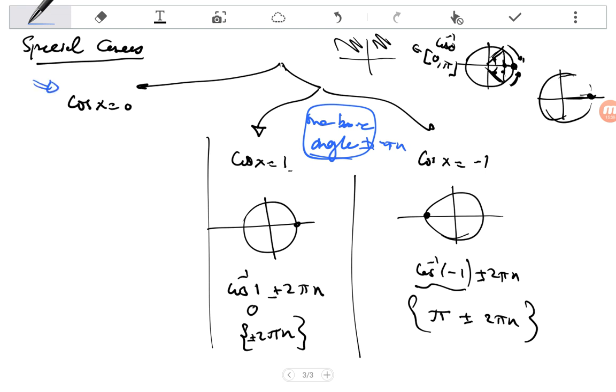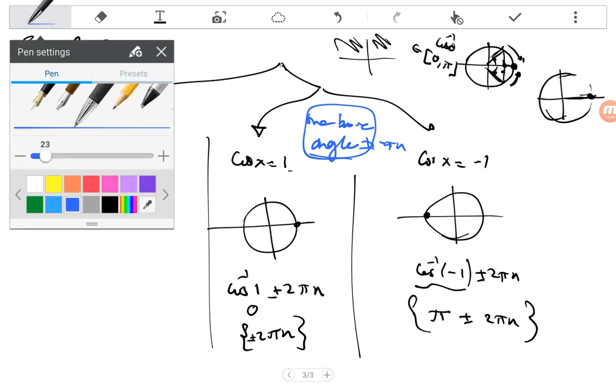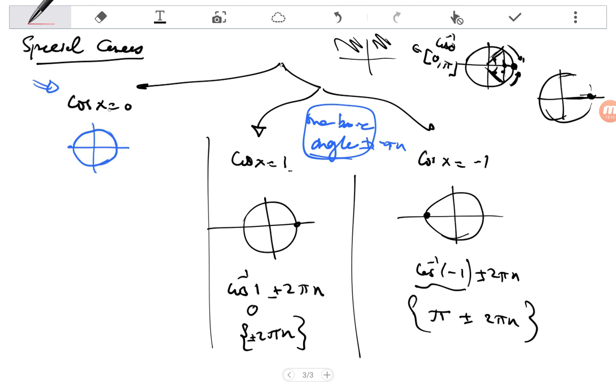What about this case? Cosine x is equal to 0. Let's depict that on the unit circle. What are the angles that have a cosine equal to 0? In this case we will have two basic angles, this one and that other one. Okay? Yes, we will have two basic angles, but the difference between them is just pi.